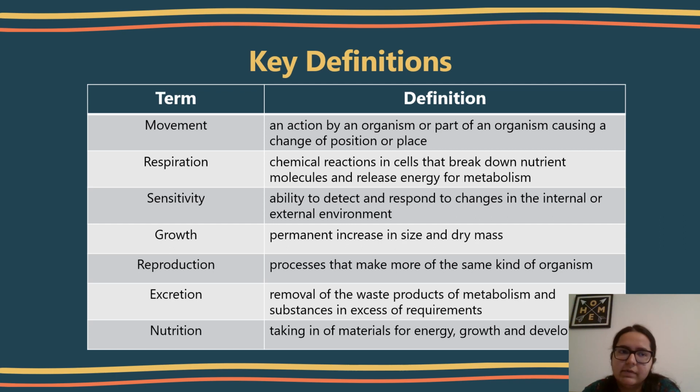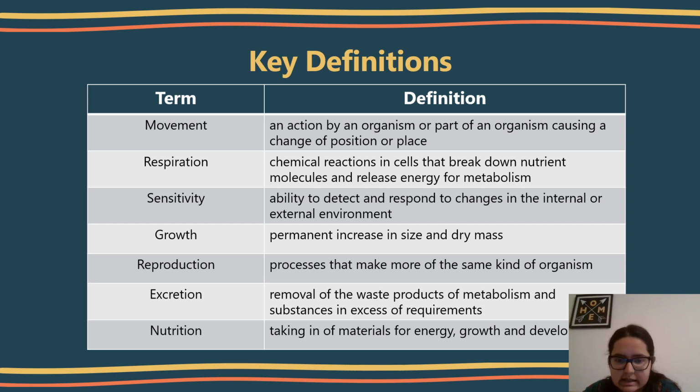For this, I can give a very good example. When you go out on a hot day, you start to sweat, and this is because the body is sensitive and it detects the changes in the temperature, and that's why it responds to it by releasing sweat. Growth is a permanent increase in size and dry mass. Growth occurs by multiplication of cells, and dry mass is the mass of an organism when all the water has been removed.